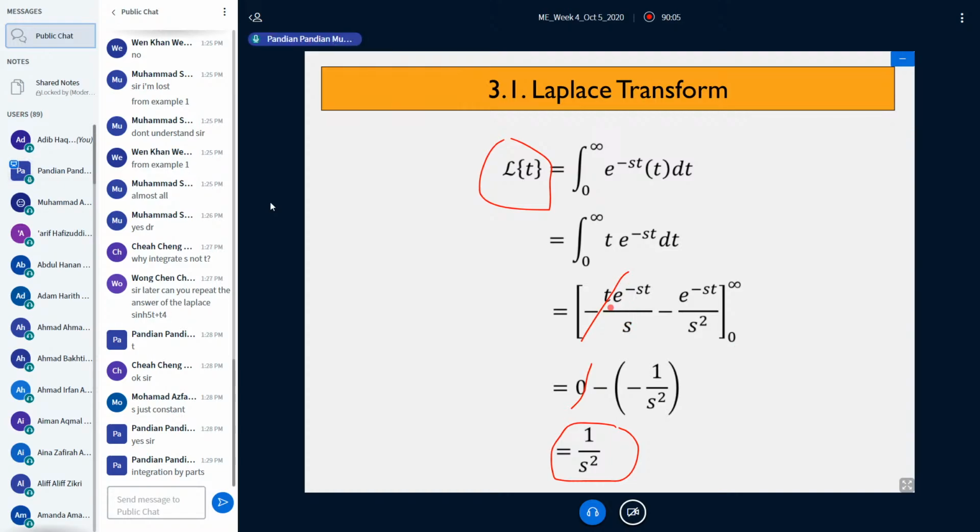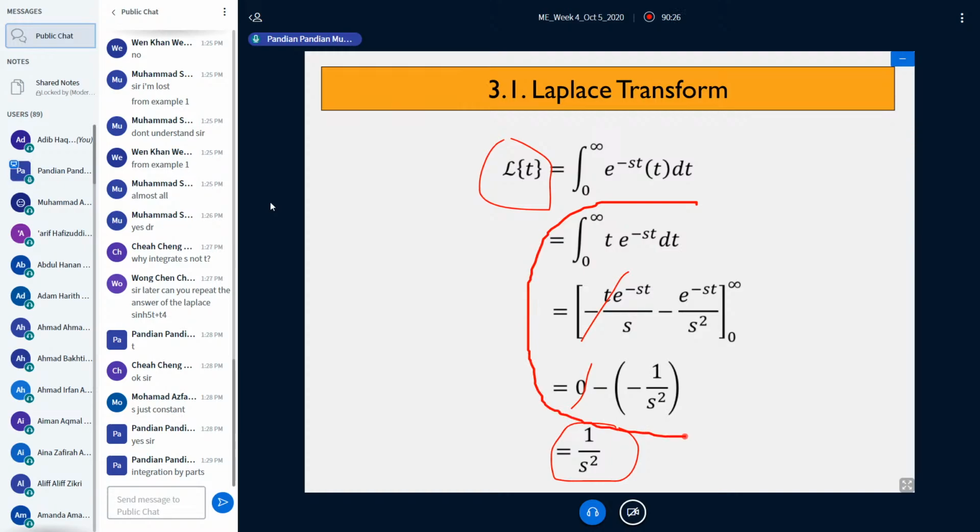And then t is 0. So that's why this one, 0 minus this one, is 0 minus 1 over s squared. So, this is minus 1 over s squared. Now, Laplace of t becomes 1 over s squared. This is the formula. So, how do we get this?